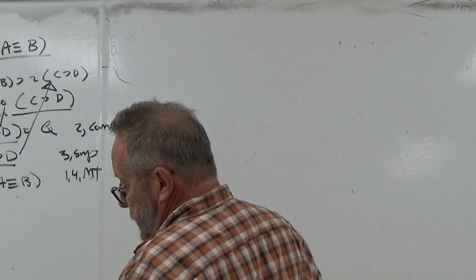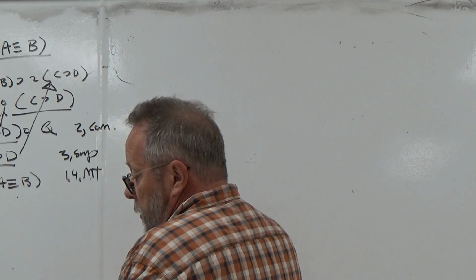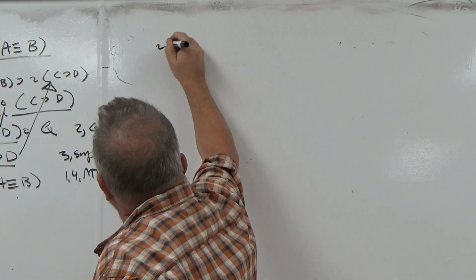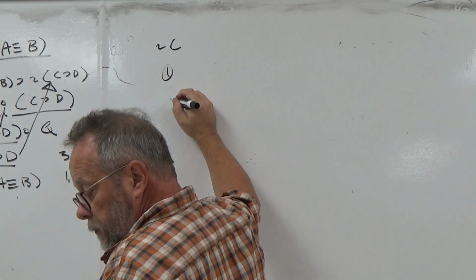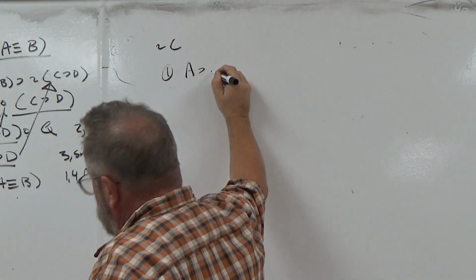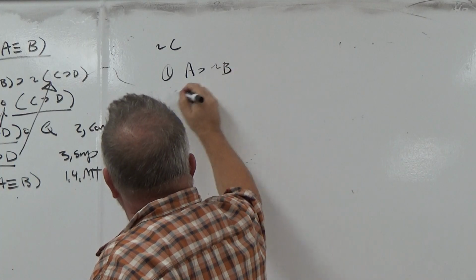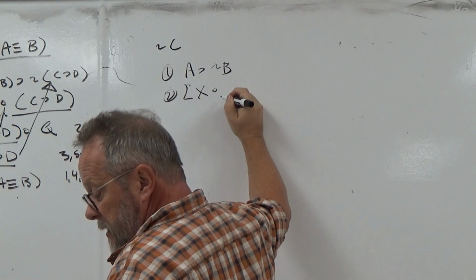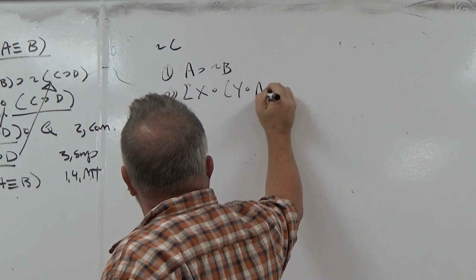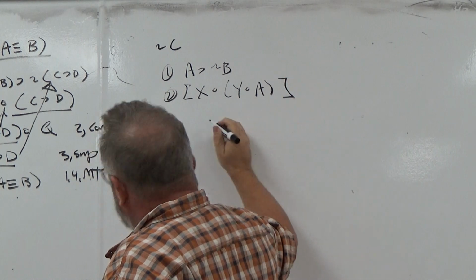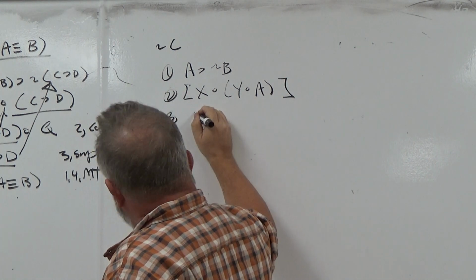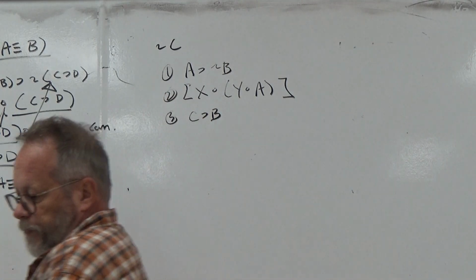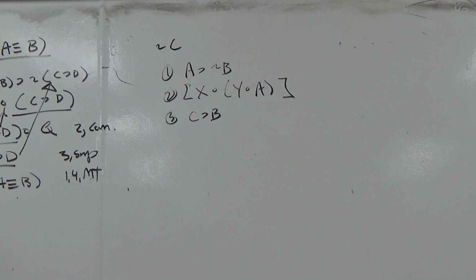Okay, number 9. Prove not C. I have A then not B. I have X and Y and A, and 3 is C then B. Okay. How's this going to work?